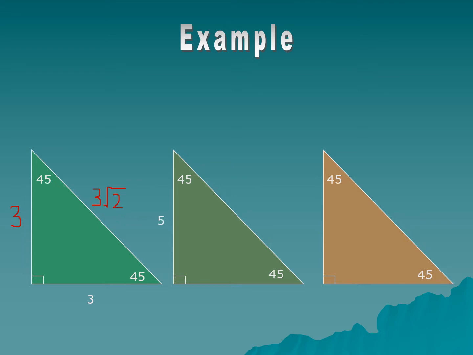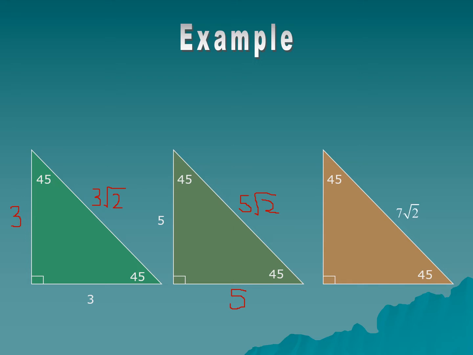What if that side were 5? Then we can figure out that the bottom side is also 5. Pretty easy. The hypotenuse is the same with the square root of 2 next to it.